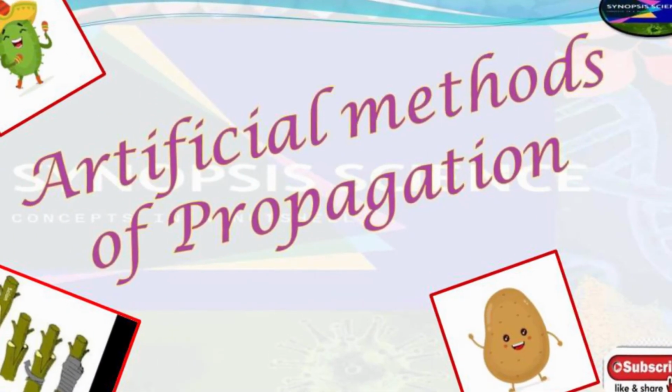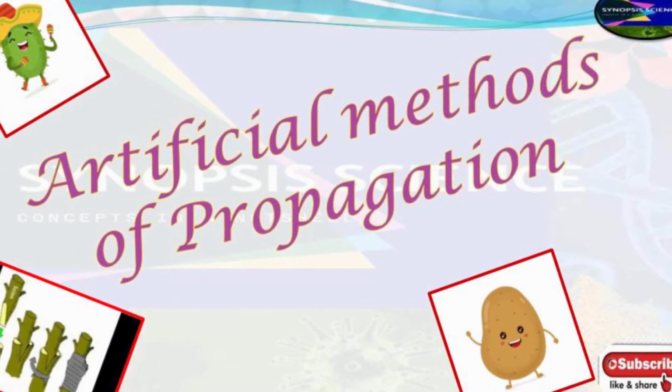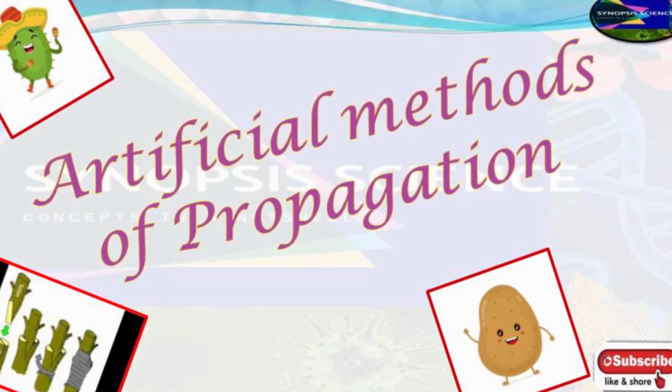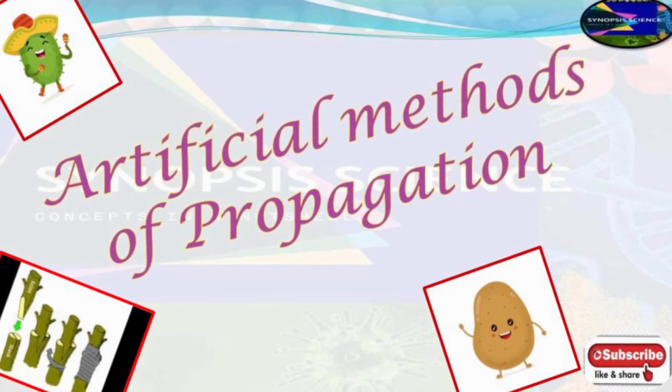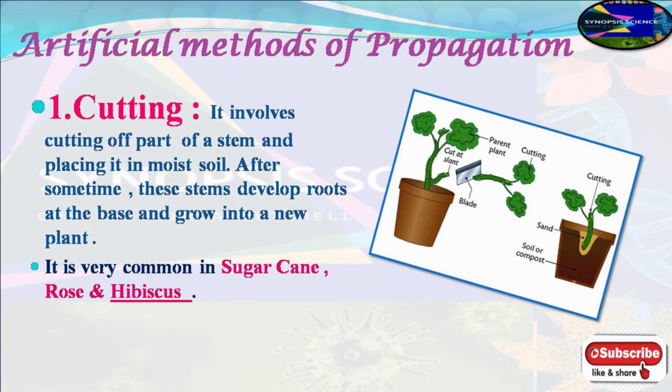The next category, artificial methods of propagation, is very helpful for building up your own garden. Can you imagine making your own garden using simple tricks? In this category, the first method is cutting. It involves cutting off part of a stem and placing it in moist soil. After a few days, the cutting develops roots and shoots and grows into a new plant. Plants like sugarcane, rose, hibiscus are very common in this category.